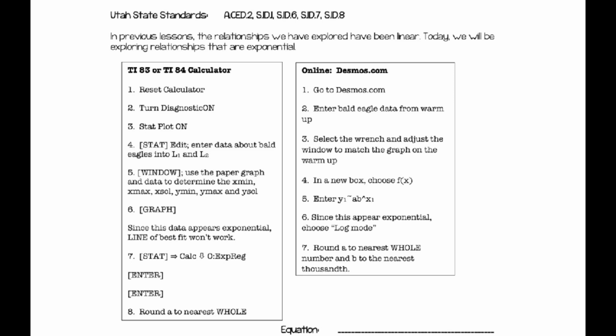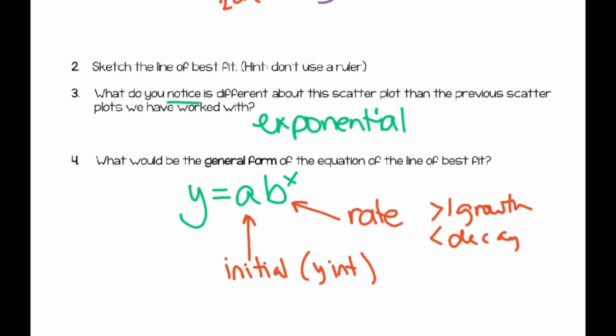So I'm going to show you how to enter this data into your calculator. It's very much the same as what we did for a line of best fit. So you're going to start by resetting your calculator, turn diagnostic on. Again, that's so you get your R. Stat plots on. And so all the same steps to begin with. Now for the window, use the graph that we just saw to set your window.